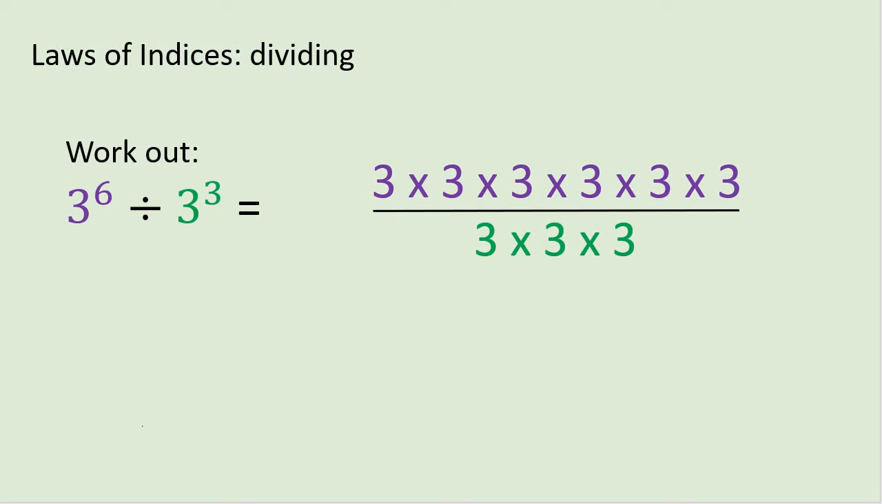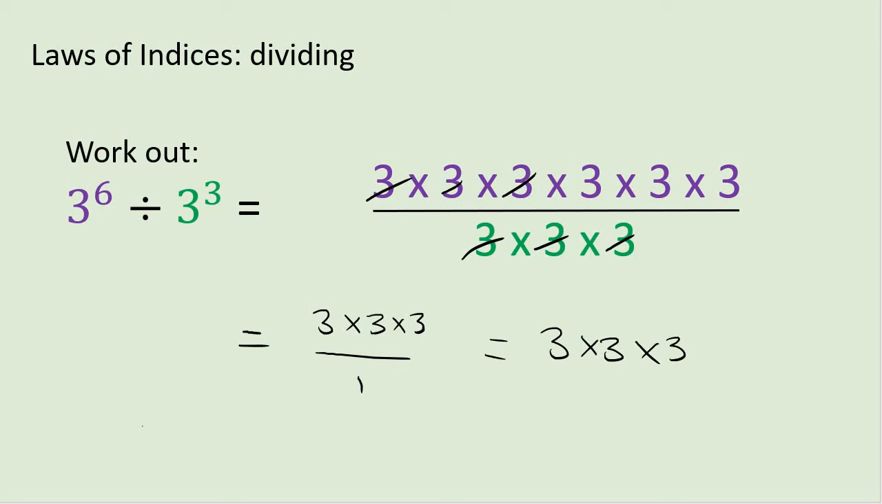So we've got this fraction now. And I'm just going to simplify it a little bit. Any number divided by itself is 1. So I can do 3 divided by 3 is 1. 3 divided by 3 is 1. 3 divided by 3 is 1. So those 3's all cancel each other out. And what we're left with is just this 3 times 3 times 3 on the top of the fraction and a 1 on the bottom. So it's 3 times 3 times 3. And now we can write this nicely. We can write this like 3 cubed, or 3 to the power of 3. So you look at these numbers again, we've got 6 here and we've got a 3 here, and it comes out as a 3.